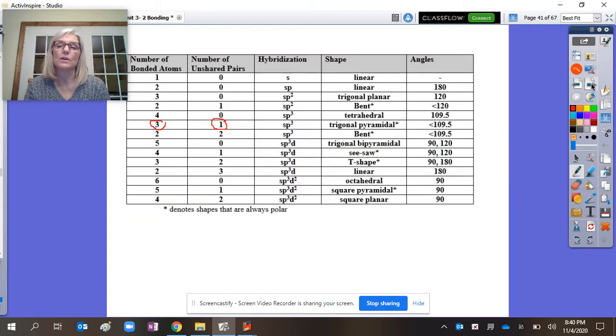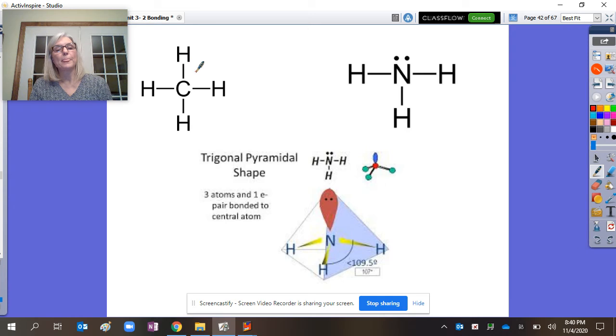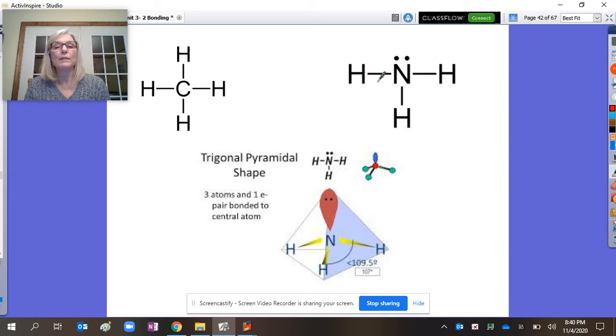So let's do some other examples. Let's look at this one now. Again, these are flat models, so it's not giving you the appearance of the 3D. I will show you the 3D models in class. So we look at our center atom. We do not have any unshared pairs or any lone pairs. We don't see 2 dots by themselves. What we do see is 4 atoms bonded to this carbon.